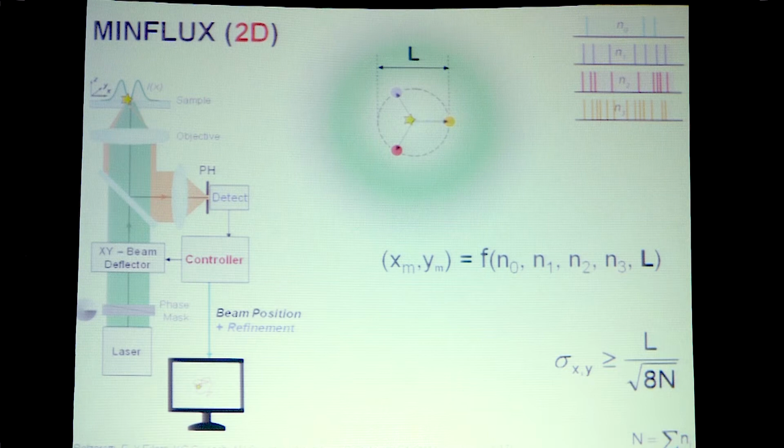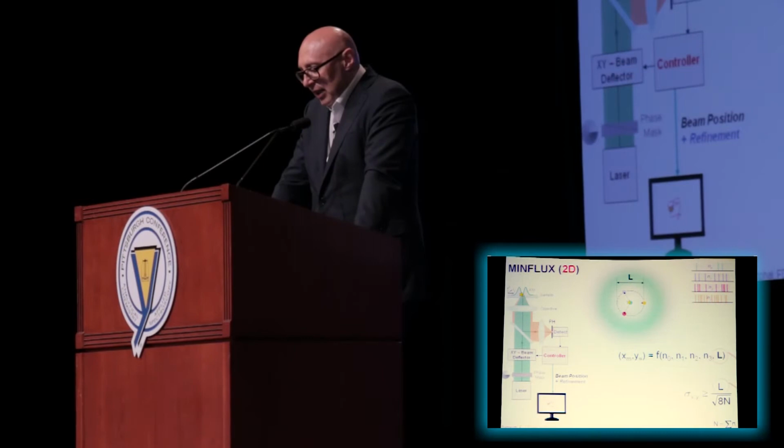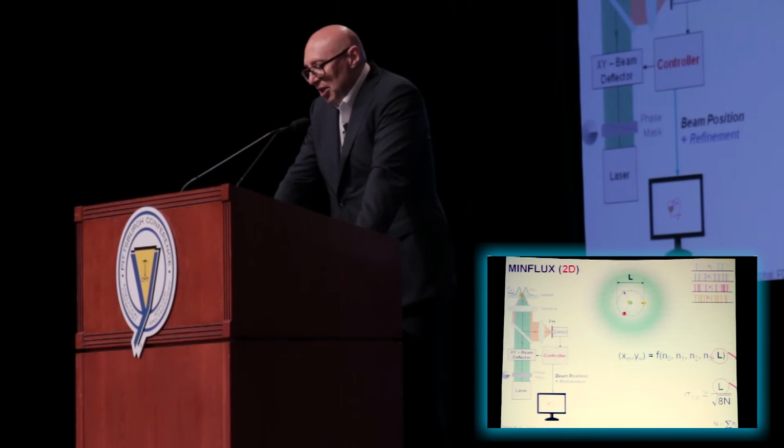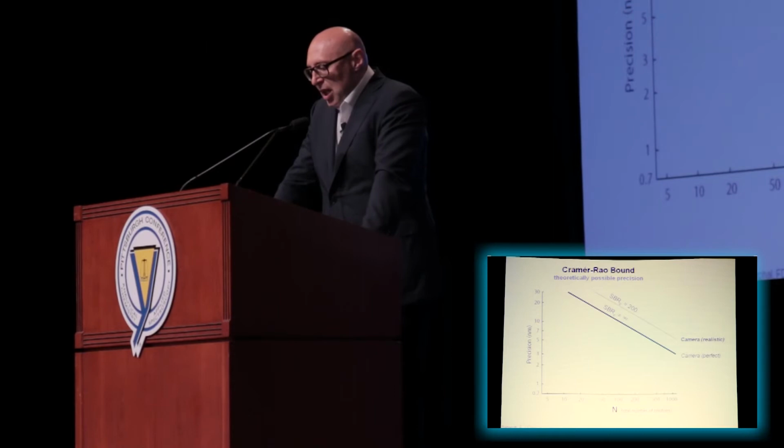And then, as I said, once we know roughly where it is, we don't have to wait to get more and more photons. We just squeeze in the area in which we look for the position of the molecule, and that means that we increase the precision. So by keeping the number of detected photons the same and reducing the area, of course, we increase the precision without requiring more emissions.